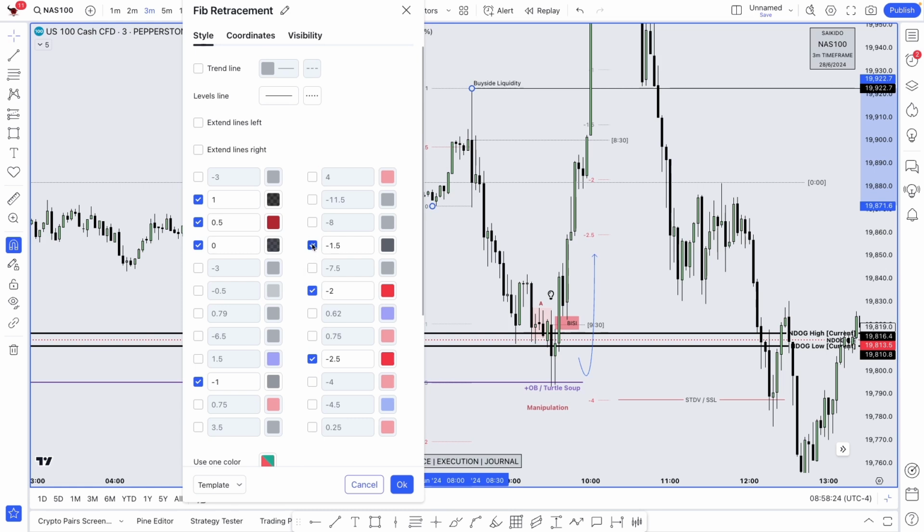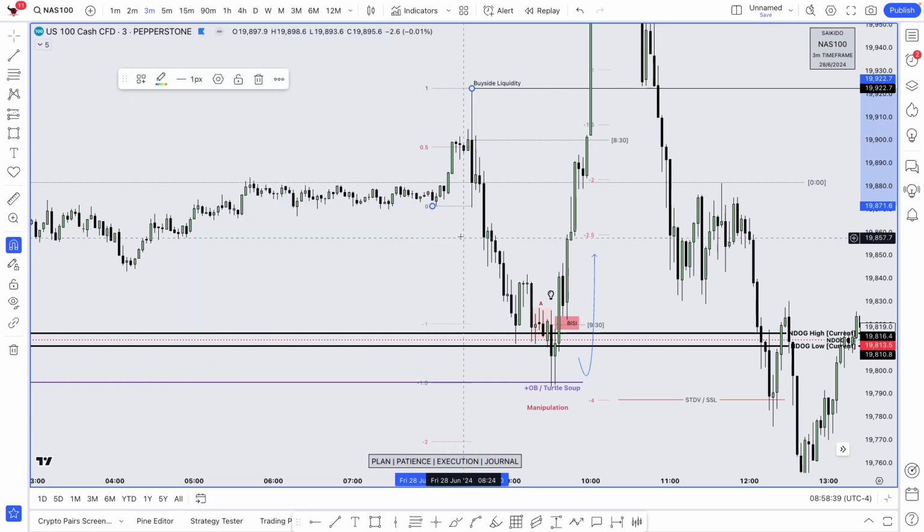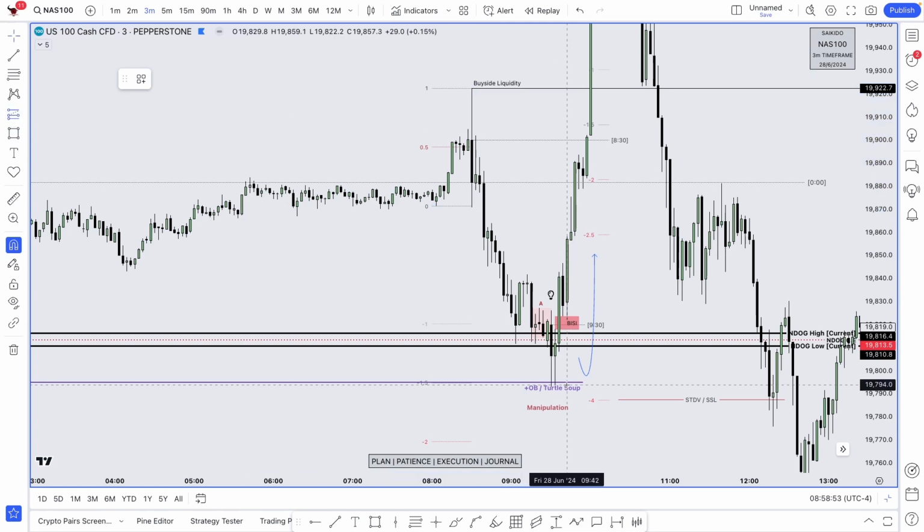Standard deviations: -1, -2, all of them, -4, -4.5, -0.5, -3. They are all standard deviations. You just look at which one aligns with the PD array you're looking at. So in this case, it was -1.5, right? -1.5 was aligning perfectly with the bullish order block. So it was just going to give me a turtle soup entry right there.